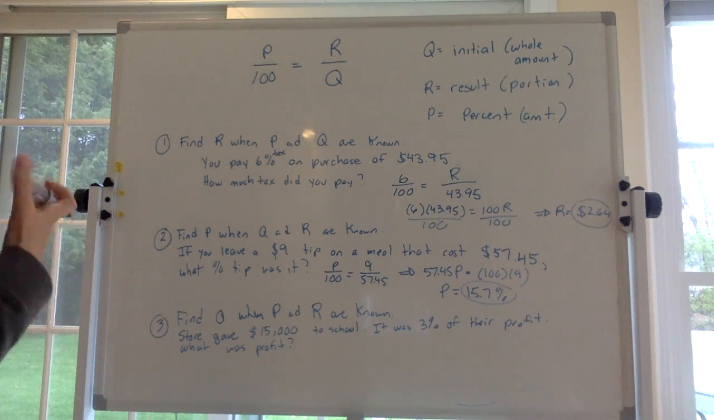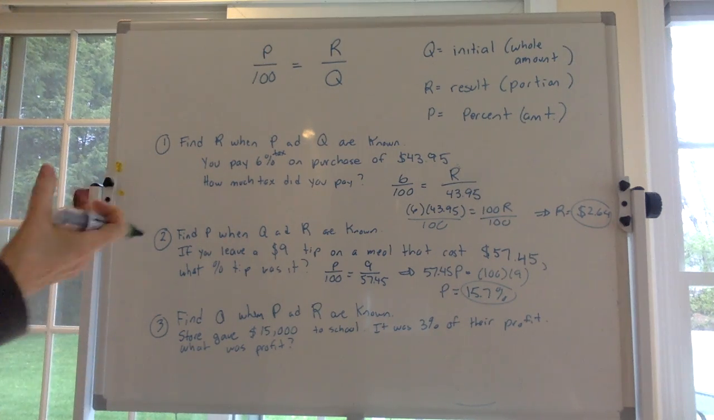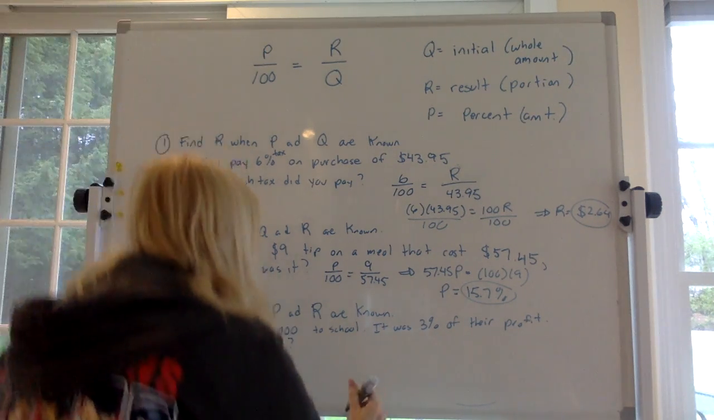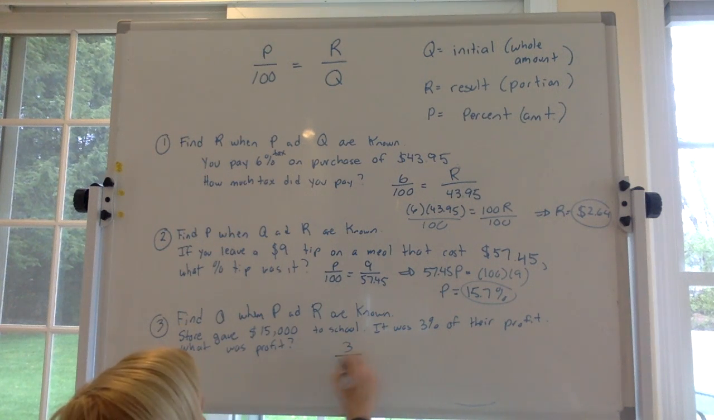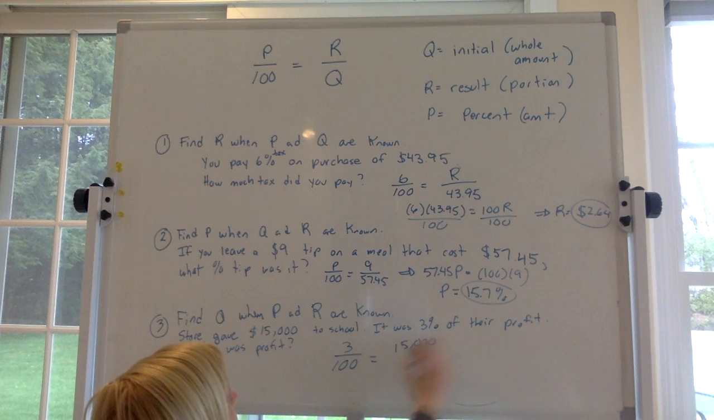Okay, the last one, find Q when P and R are known. A store gave $15,000 to a school. It was 3% of their profit. What was the profit? We don't know the whole amount. We know the portion was 15,000, and we know it was 3%. So 3 over 100 equals that 15,000 over, we don't know, right?